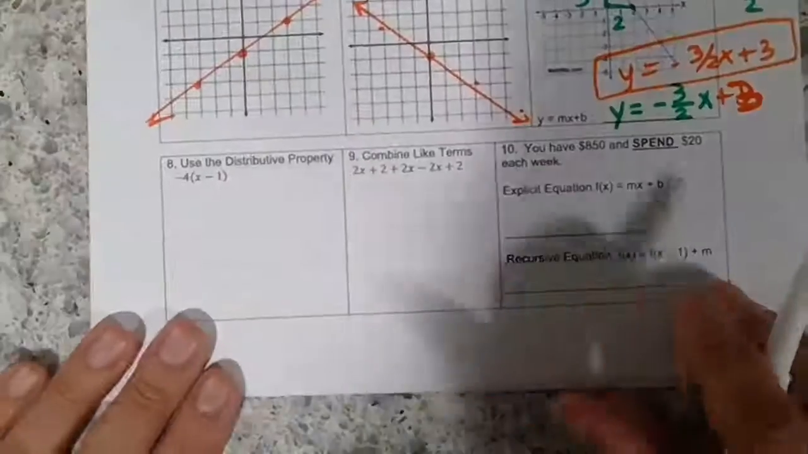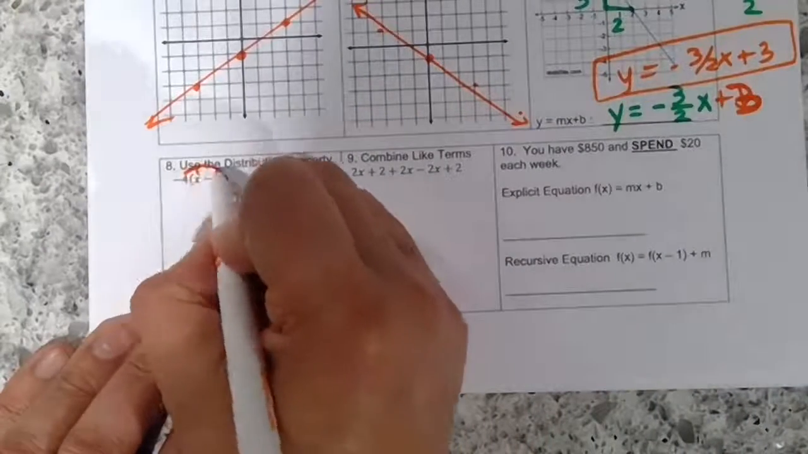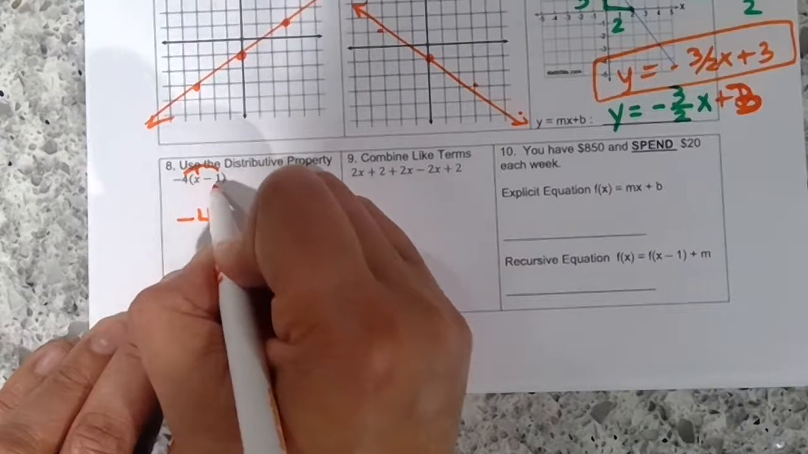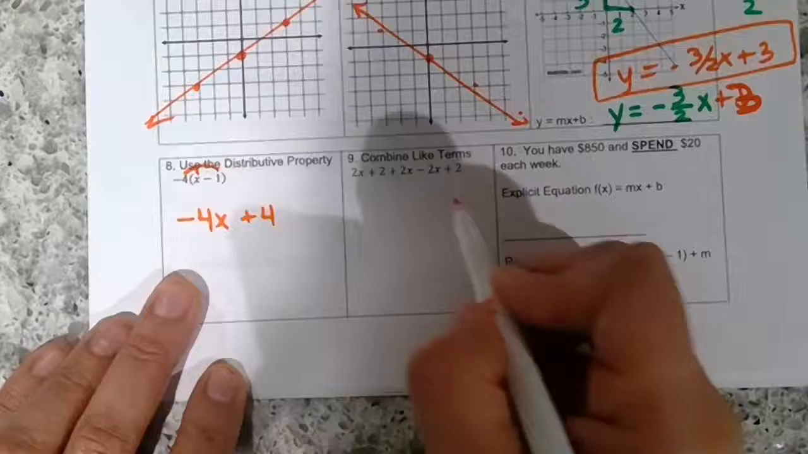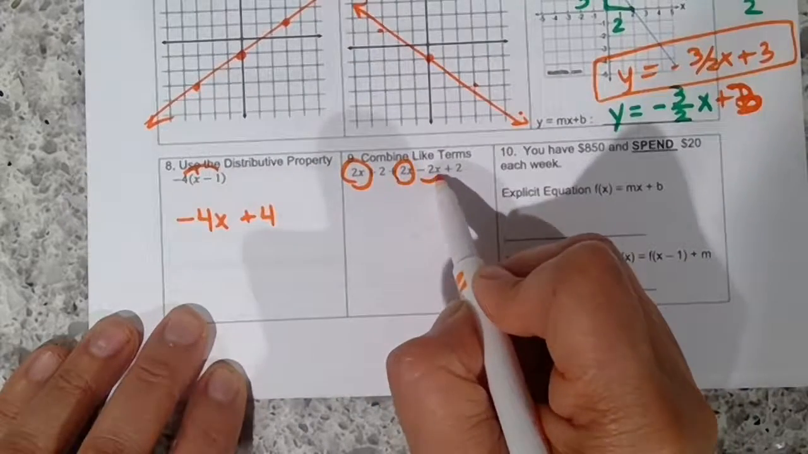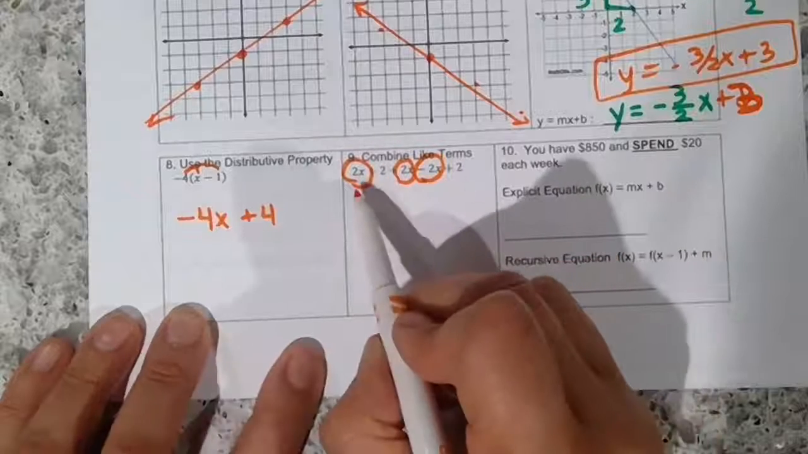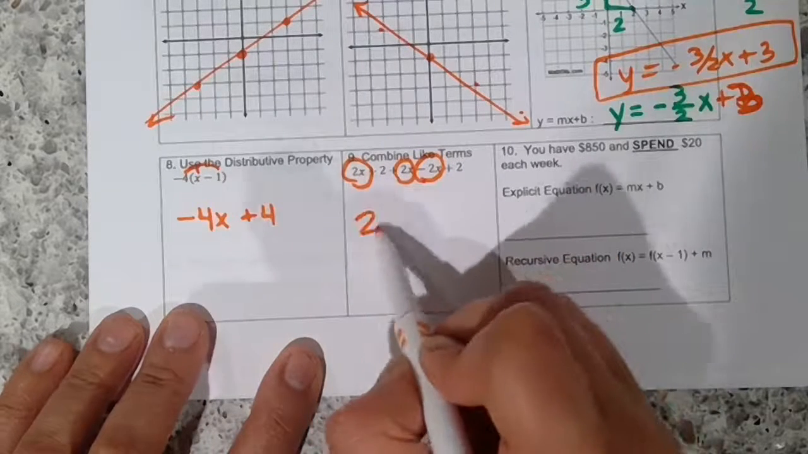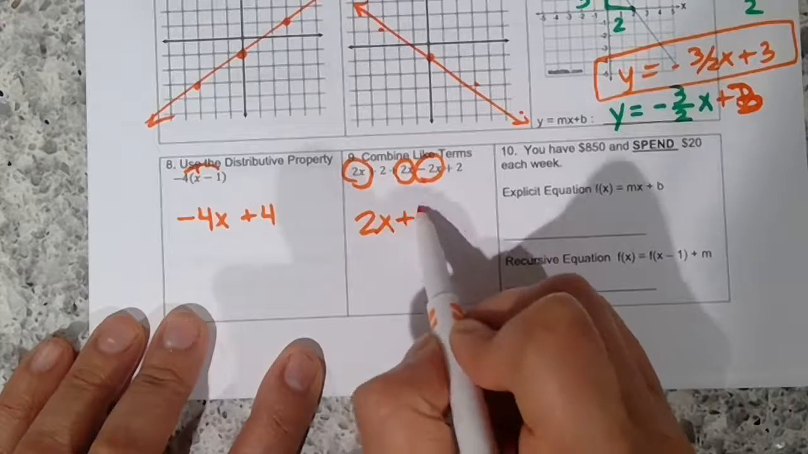All right, distributive property here. So just multiply this out. Negative 4 times x is negative 4x. Be careful, negative 4 times a negative 1 is a positive 4. Combine your like terms. So I see x's, x's. Always take the sign in front of your term. So 2x and 2x is 4x. 4x minus 2x is just 2x. 2 plus 2 is 4.